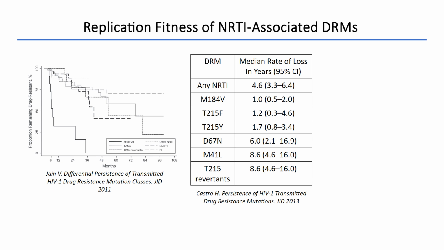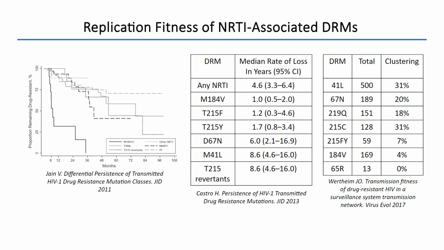Among the thymidine analog mutations, the two with the greatest effects on susceptibility, T215F and Y, also have a similar short half-life, while several other TAMs usually persist for years. Finally, a third study from the US CDC that created a transmission network from newly diagnosed patients found that viruses with the most impactful drug resistance mutations, T215FY, M184V, and K65R, were rarely found to cluster with one another, suggesting that if they had been transmitted, they faded rapidly over time.